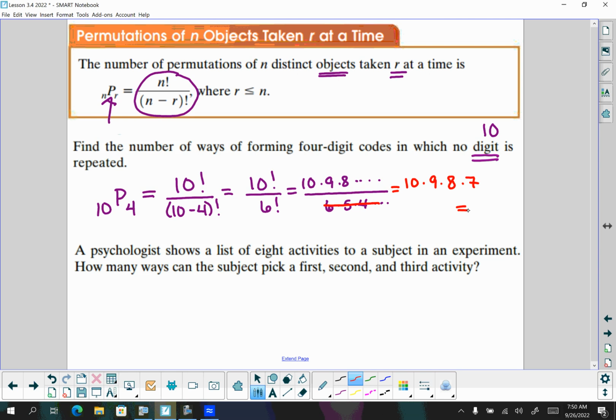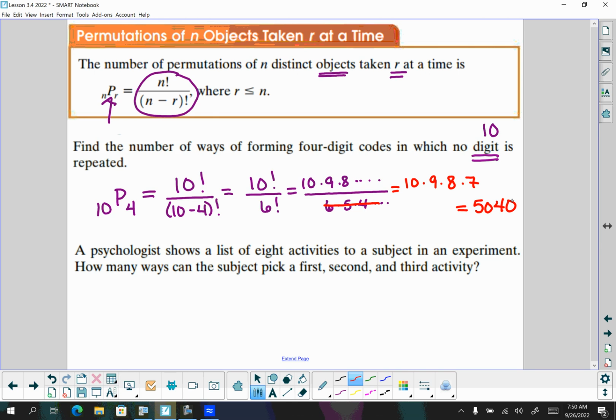I'm going to be honest, when I see problems like this, I'm usually not even using this formula. If I know, like we did the code problems before, if I know I have a 4-digit code, I just start placing numbers in the code. For the first digit, I have 10 choices. For the second digit, I have 9 choices, 8 choices, 7 choices, which you can see is ultimately the calculation that we do anyway.